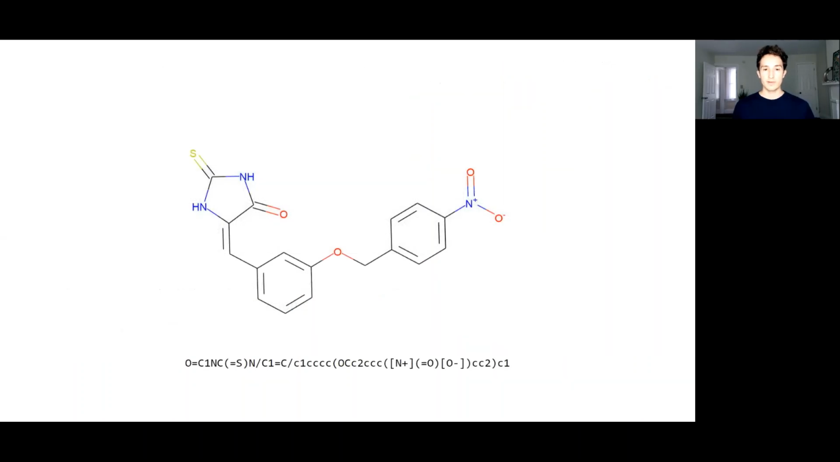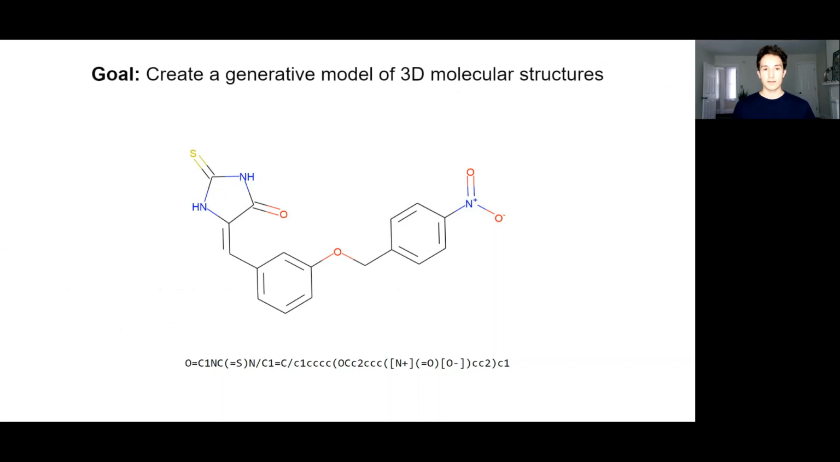Hi, I'm Matt Ragoza. I'm a research staff member at the University of Pittsburgh, and today I'm presenting on learning a continuous representation of 3D molecular structures with deep generative models. There's been a lot of work in recent years on generative models of 2D molecules, but we wanted to develop models capable of generating molecules in 3D.